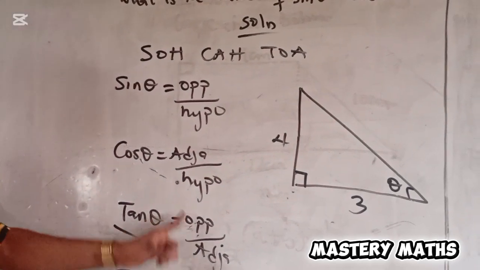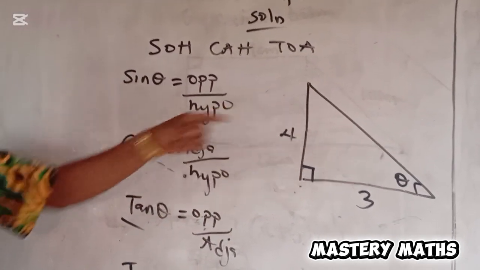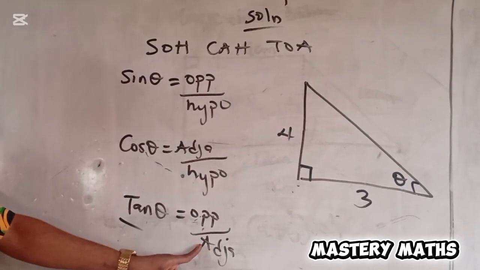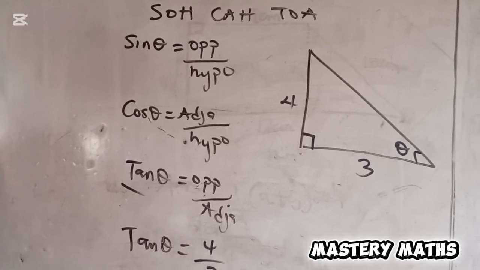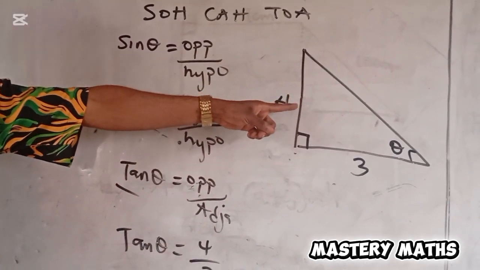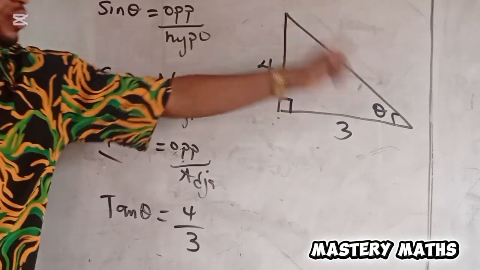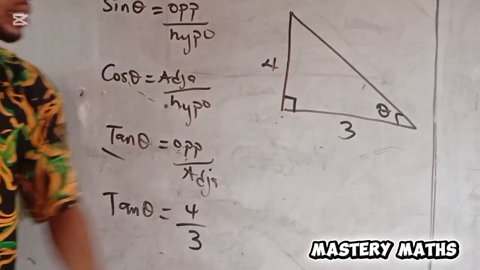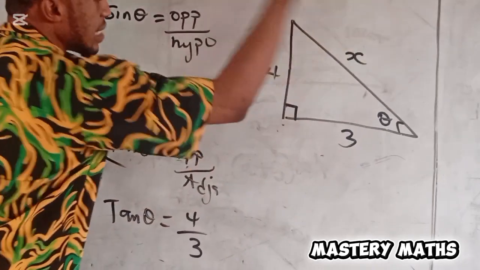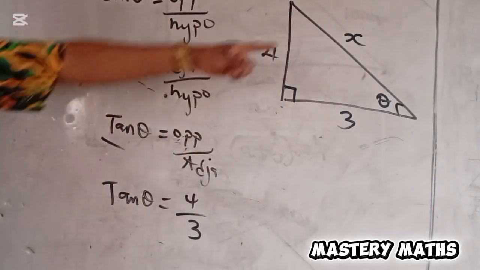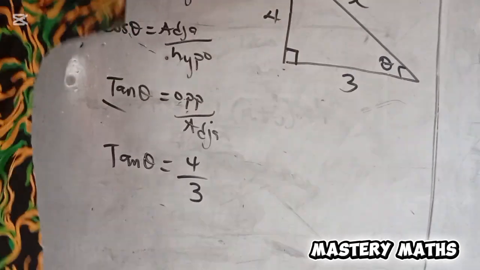Now look at this. Opposite over adjacent. We've taken the opposite side, which is 4, to the opposite side, and we've taken the adjacent, which is 3, to the adjacent side. The bigger side, the hypotenuse, is not given. Since it is not given, we'll call it x, because we'll be looking for it. This x will help us to get the other one.